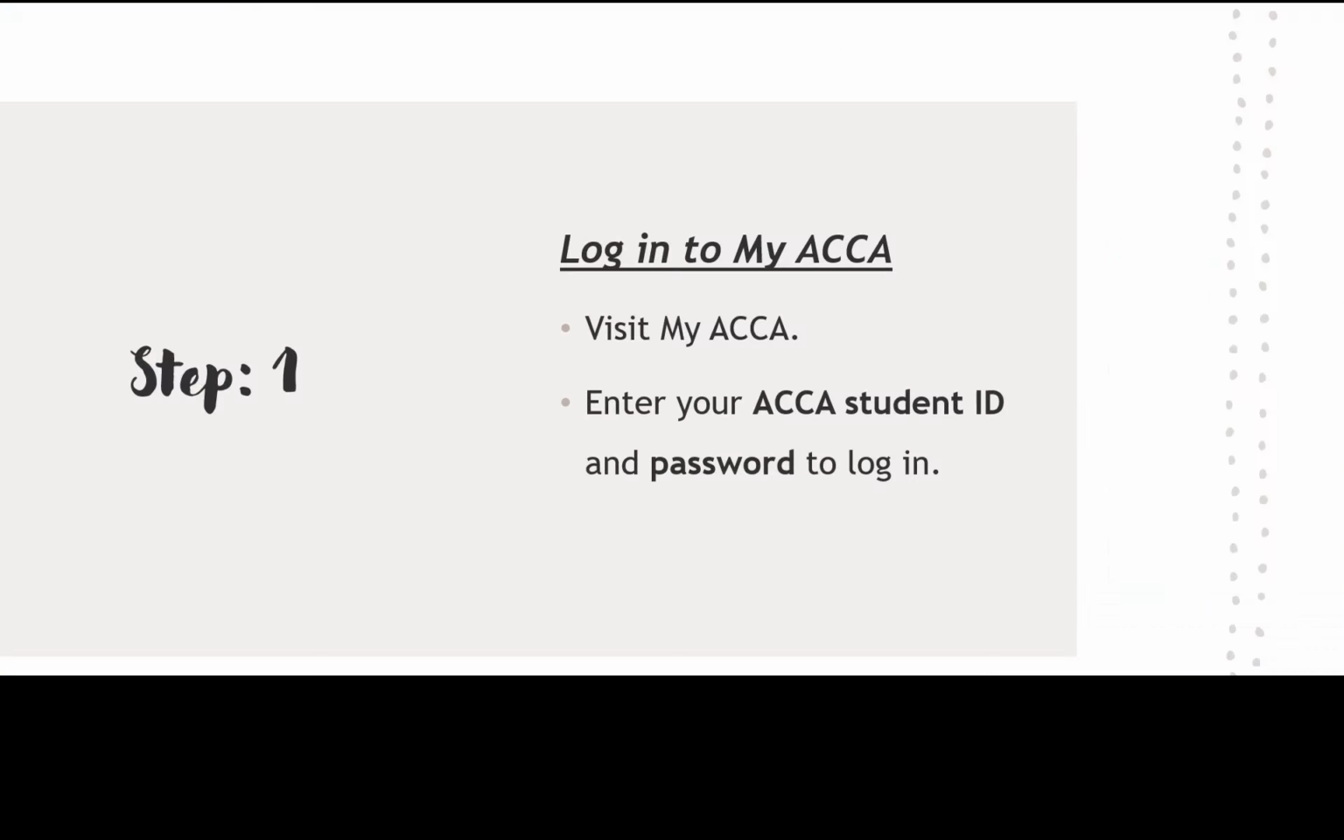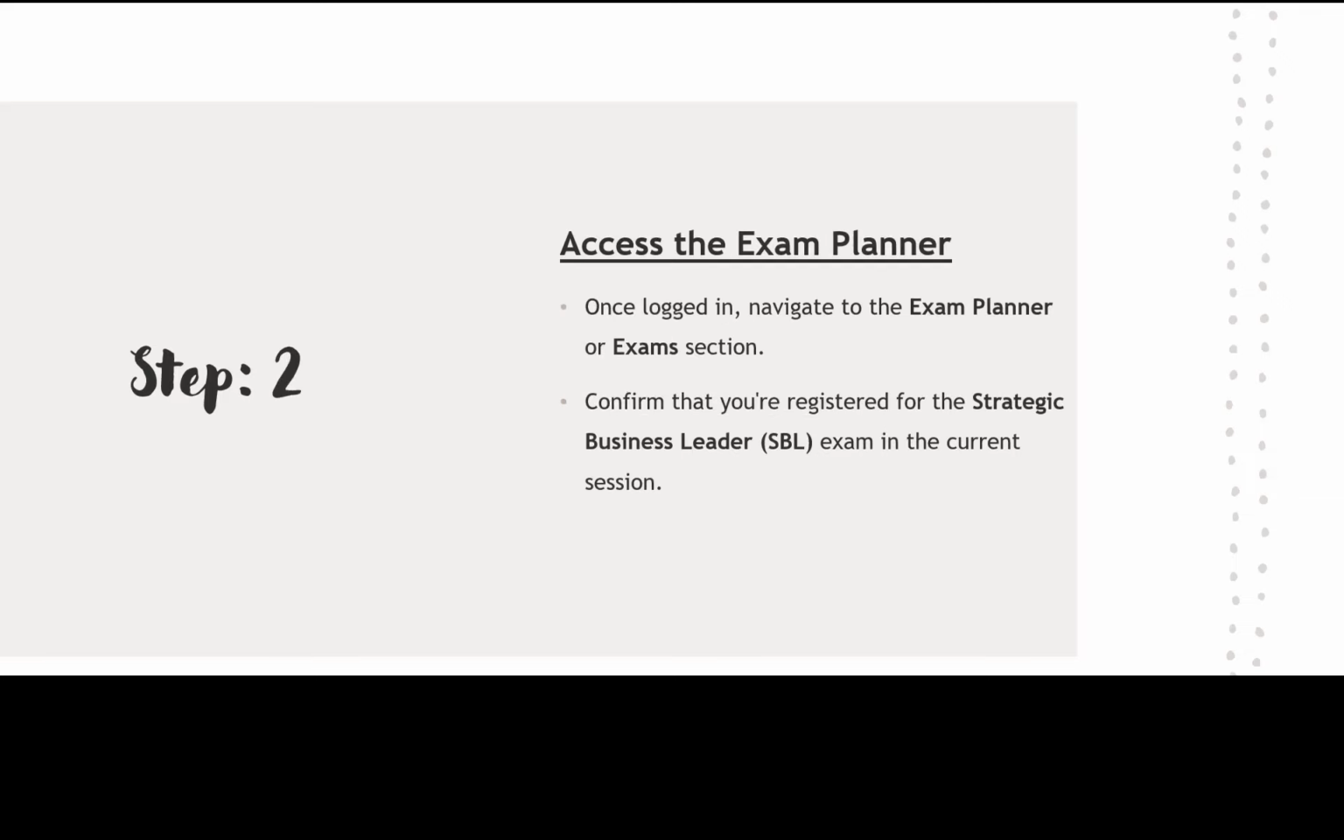First, you need to go to your MyACCA account, and I must say up to this phase you might have visited the MyACCA account multiple times, right? In order to visit it, just go to any web browser and type MyACCA login. Then a page will open with multiple sites. Click on the first one, then they will ask for your ACCA student ID and password to log in. Once you have logged in, just navigate to the exam planner or exam section.